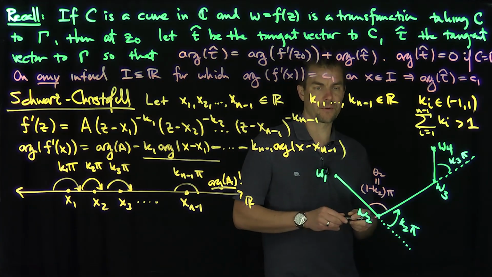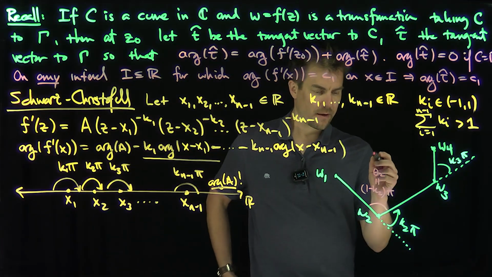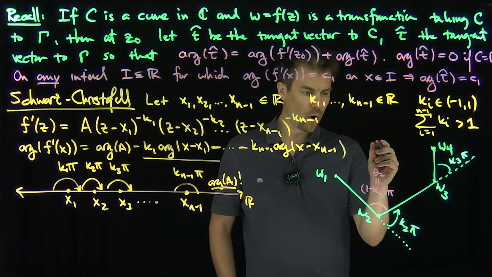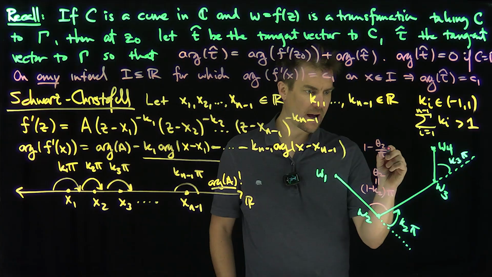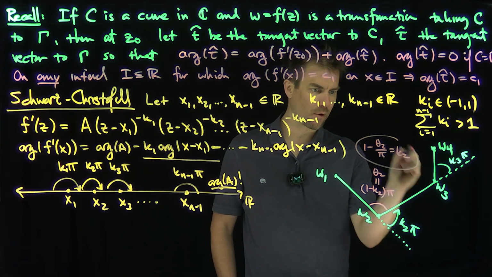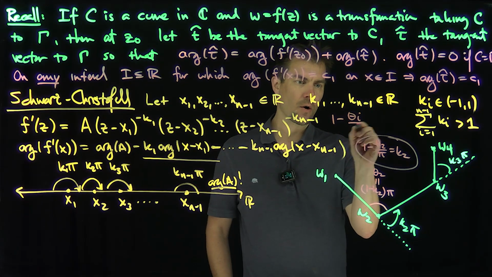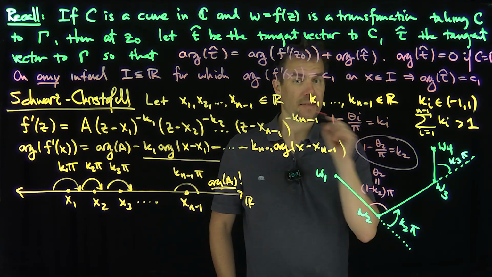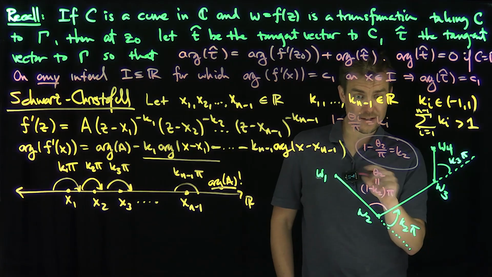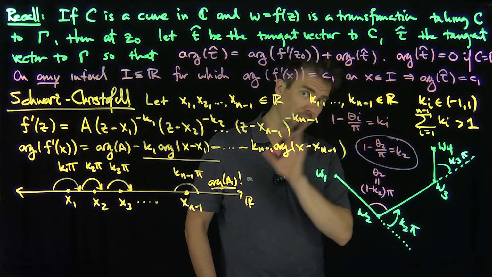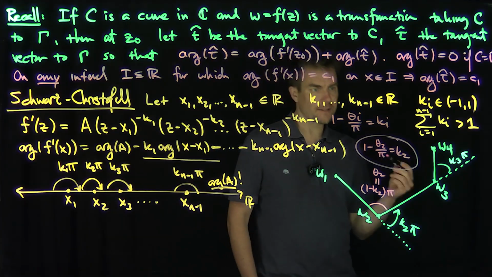And of course, you can solve for theta 2 in this formula, right? So therefore, if we divide by pi and subtract, you get that 1 minus theta 2 over pi is equal to k2, right? So that's the formula. And in general, the general formula is 1 minus theta i over pi is equal to ki. That's the relationship between the thetas, which are the interior angles of the polygon, and the k times pi, which are the exterior angles of the polygon. Great.